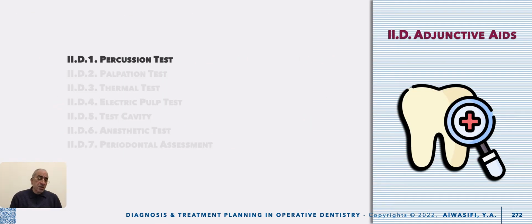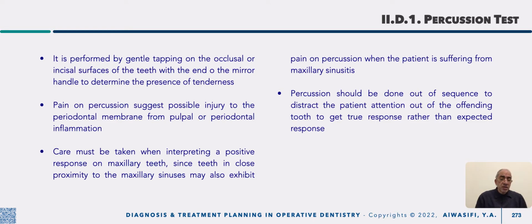Let us start with percussion test. Percussion test is by performing a gentle tapping on the occlusal or incisal surfaces of the teeth by the end of a mirror, or the handle of any hand instrument, just to detect if there is a pain on percussion that suggests possible injury of the periodontal membrane from the pulp or periodontal inflammation.